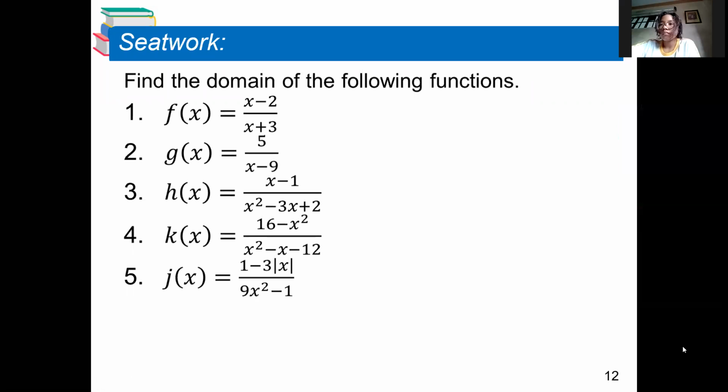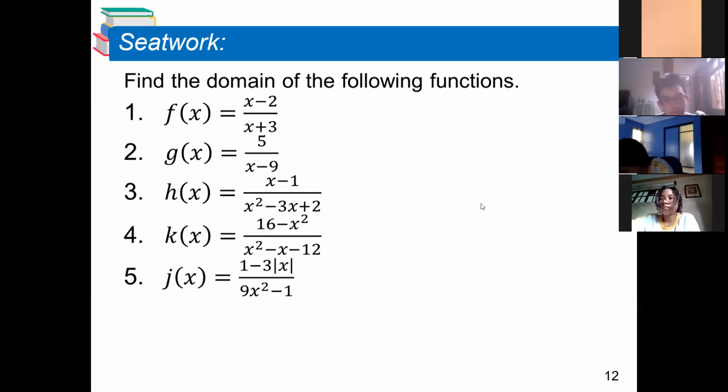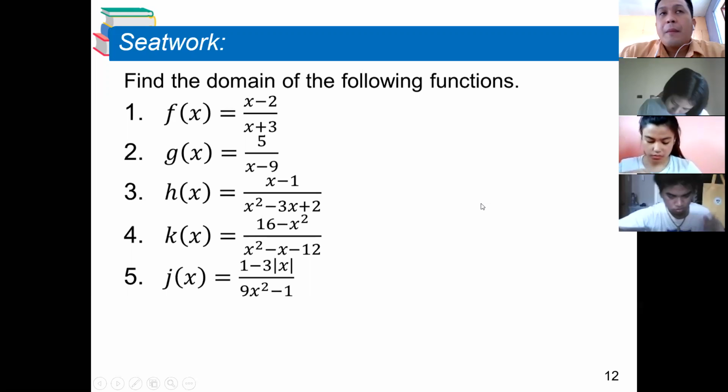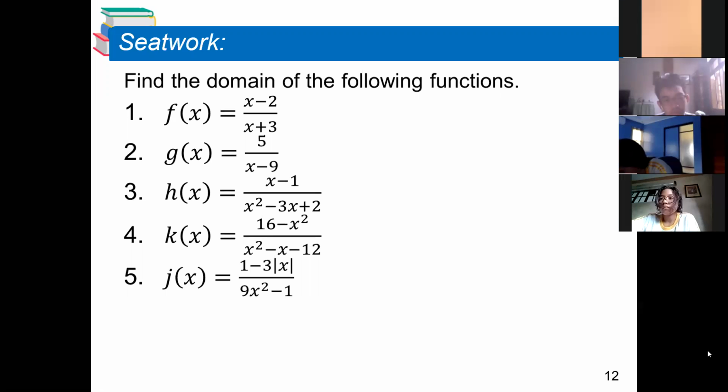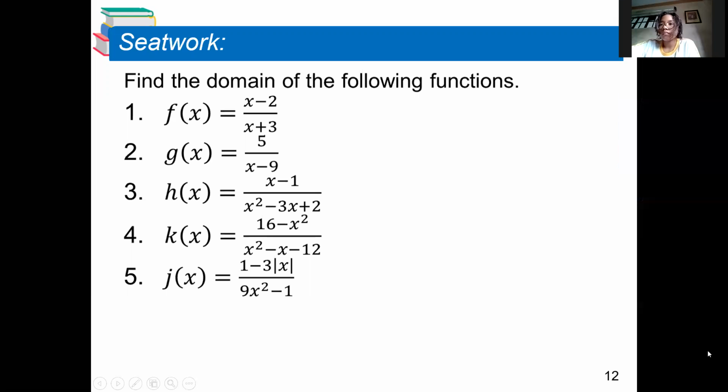Pag ready na yung number 1, unmute yourself and give me the answer. Or if you are ready with number 2, give me your answer then. So for number 1, do we have the answer ready, Rod?